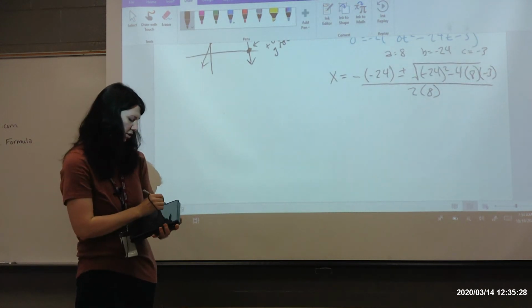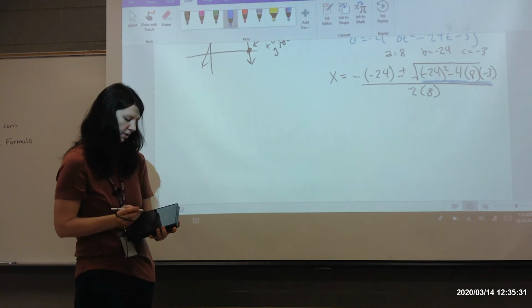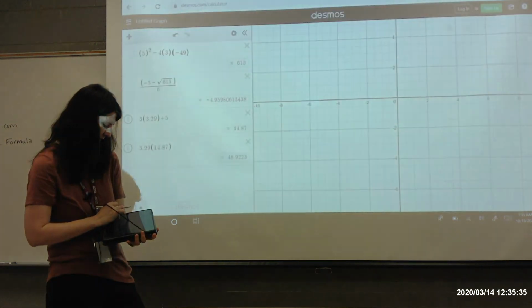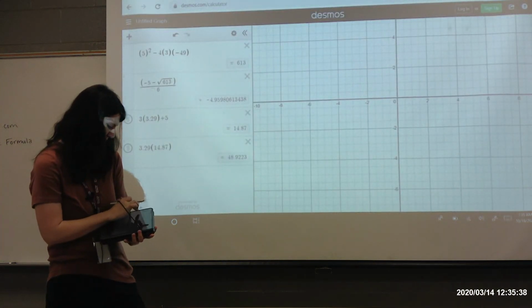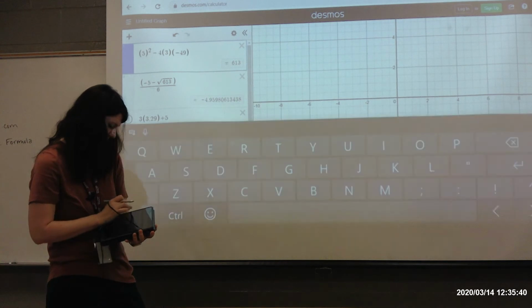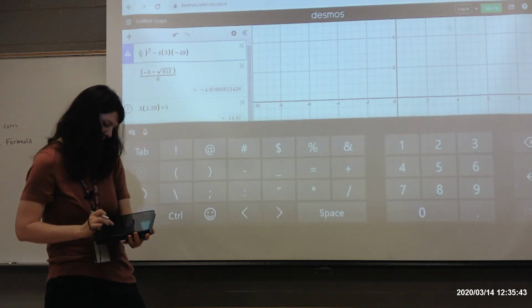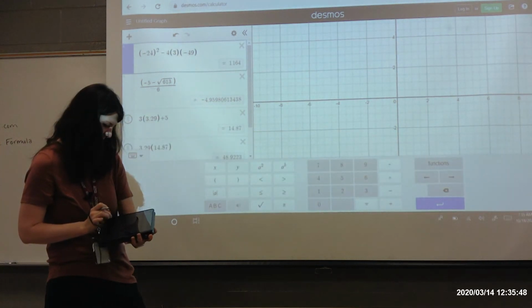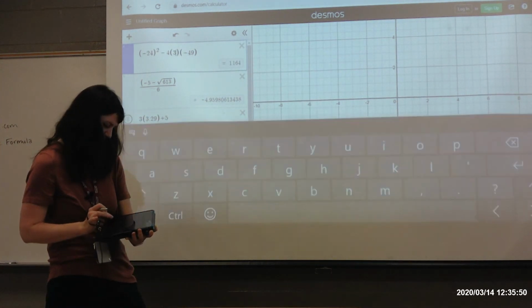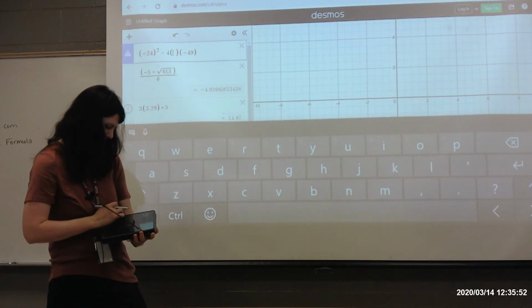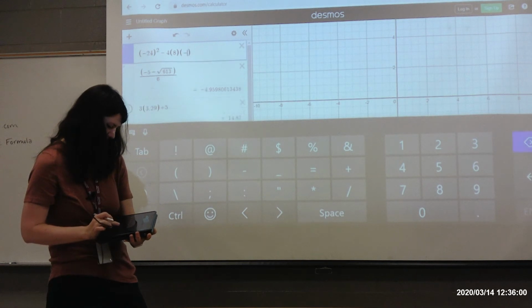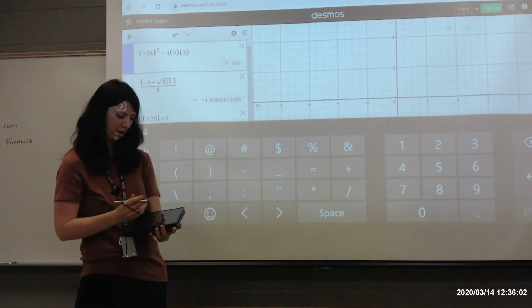I'm going to evaluate my discriminant. I'm going to put this in the calculator. So negative 24 squared minus 4 times 8 times negative 3. All right, I'm going to come up here. Negative 24 squared minus 4 times 8 times negative 3. And that gives me 480.